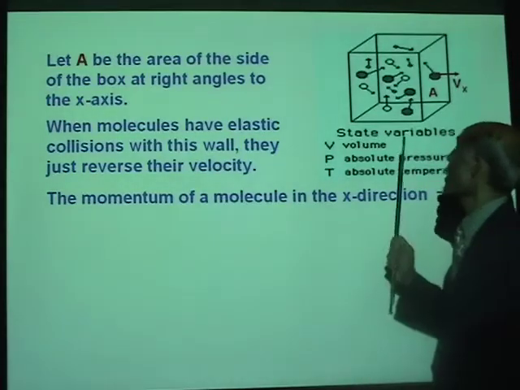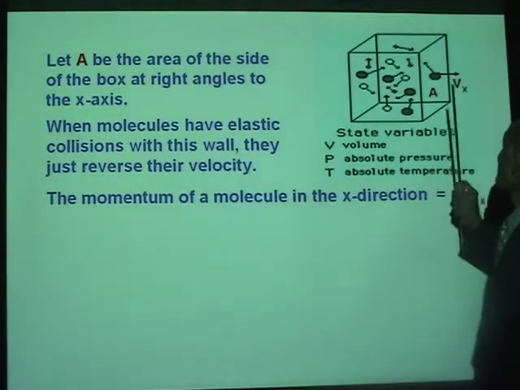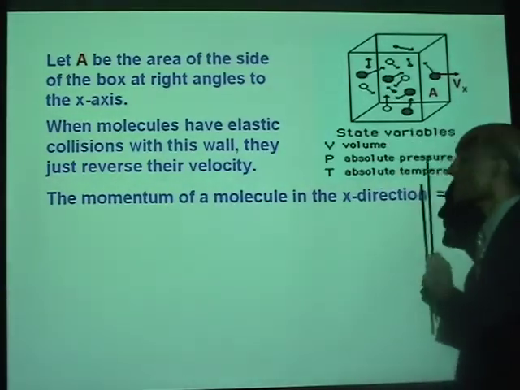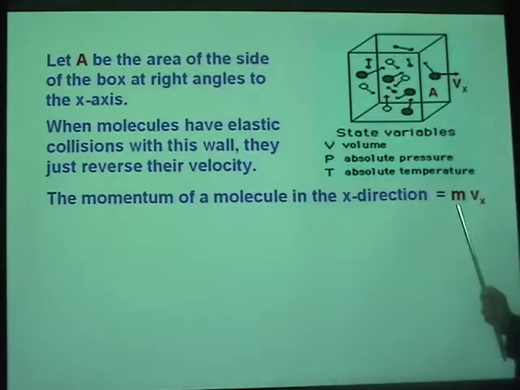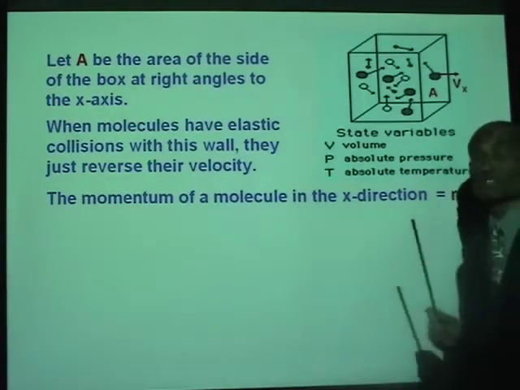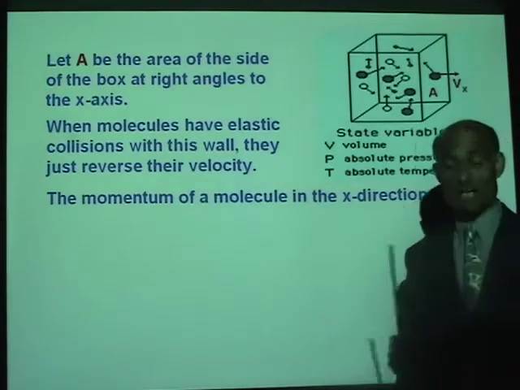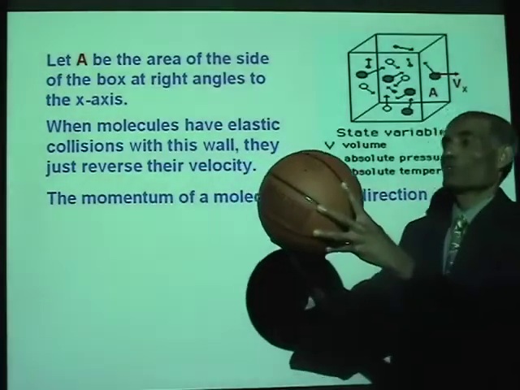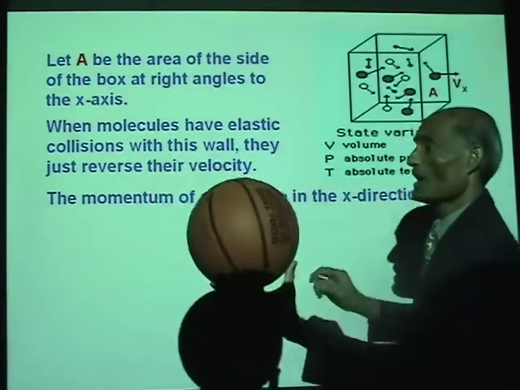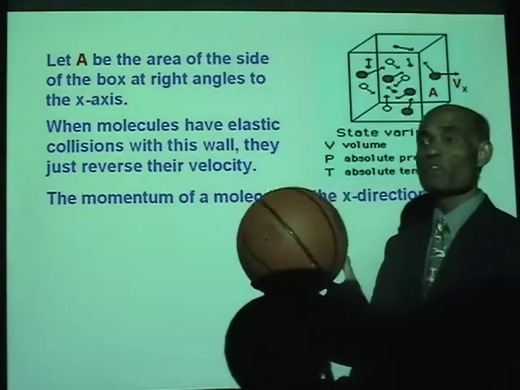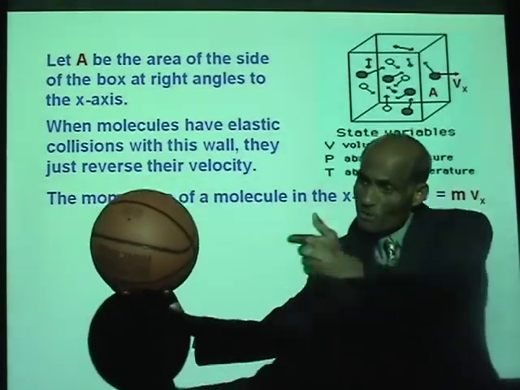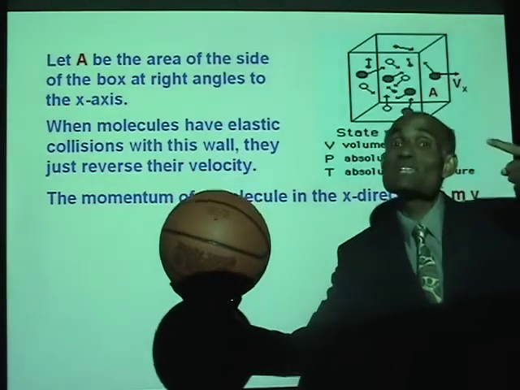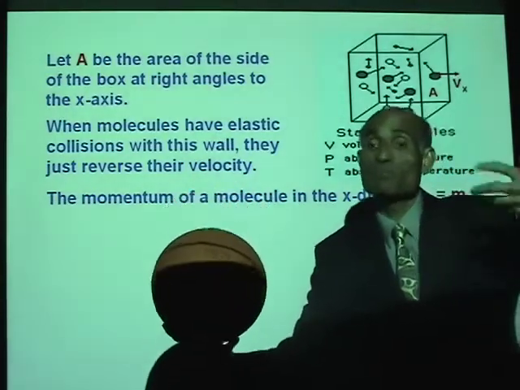So let's take one molecule which has an x velocity Vx. What is the momentum of the molecule in the x direction? The momentum is mass times its velocity in the x direction, mVx. Now this is the molecule. This is going to hit the wall with a momentum mVx and is going to rebound. What will be its velocity of rebound? It will be negative Vx. So what will be the momentum of rebound?